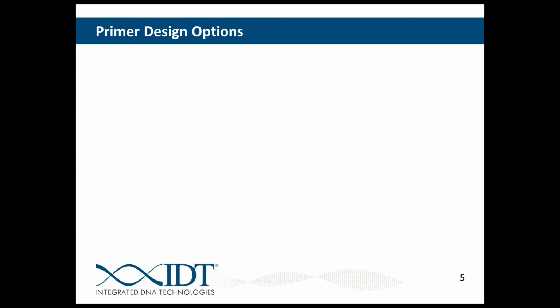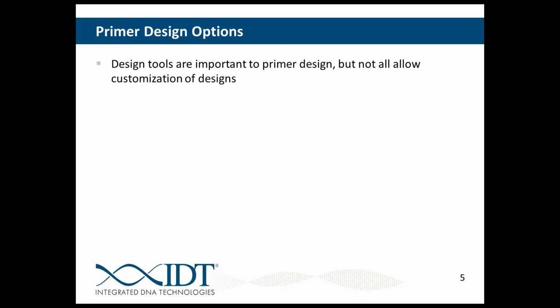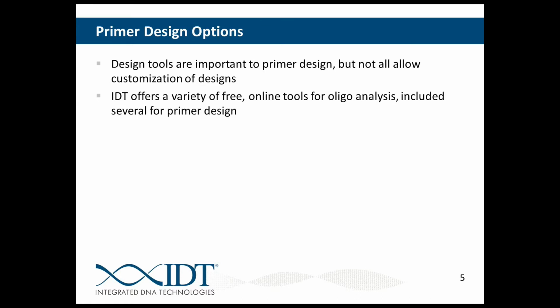So to get started, today we are going to focus on situations where you need to customize your PCR and qPCR assay designs. Like I mentioned in the previous slide, this could include designing probes for pre-existing primer sequences, avoiding specific regions of the gene, or forcing your primer location, just to name a few. Design tools are important to primer design, but not all allow you to customize these kinds of things. IDT offers a variety of free online tools for oligo analysis, including several for primer design.